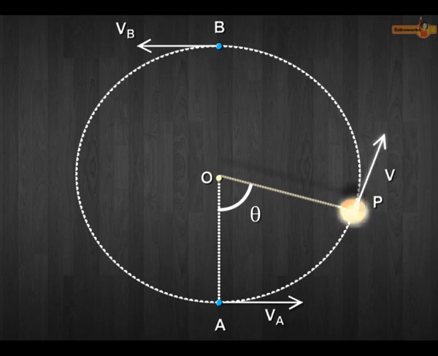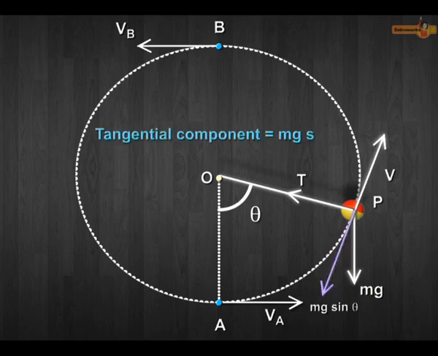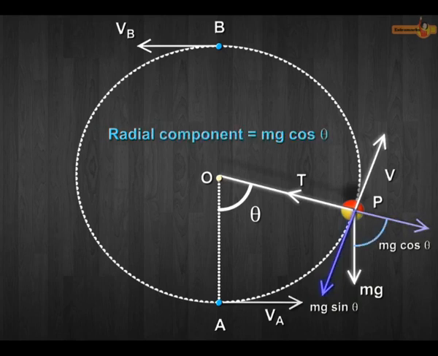The forces acting on the object at point P are the weight mg of the object acting vertically downward and the tension T in the string directed towards the center of the circle. We can resolve the weight into two components, that is, the tangential component mg sin theta and radial component mg cos theta.